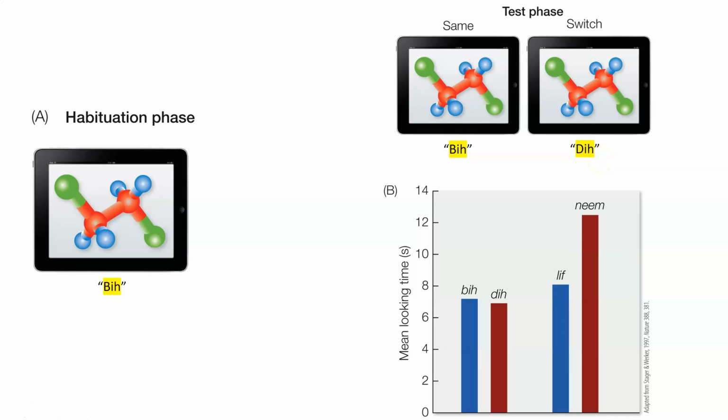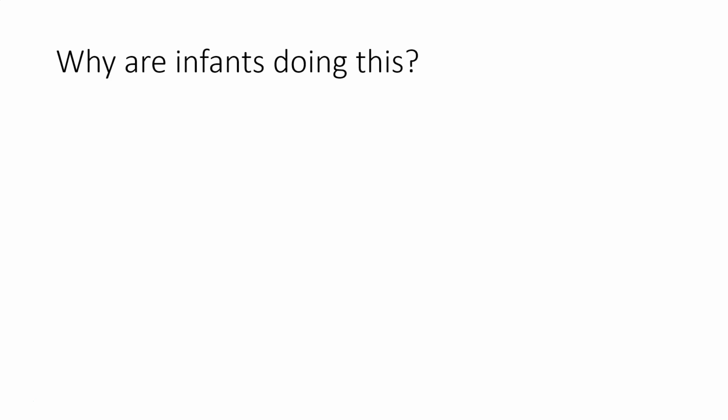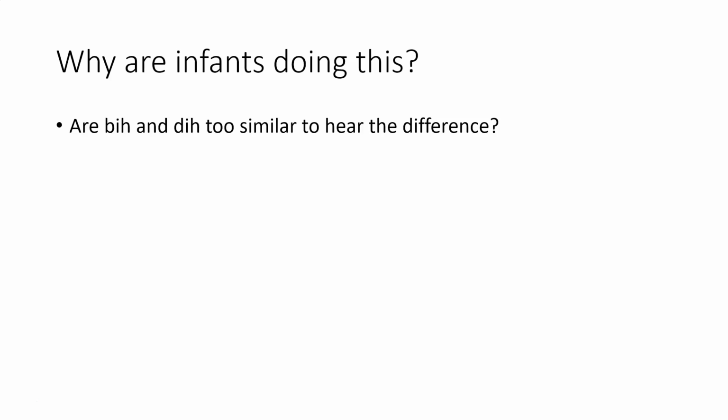So, we ask ourselves, why are infants doing this? Why don't they care about the difference between bi and di? Are bi and di too similar to hear the difference? Well, we know this has to be untrue because we learned over the last couple of days that infants can hear very clear, minute differences. They can segment crazy differences in speech. They are able to hear just the most articulate of differences. They are not struggling to hear the difference between bi and di.